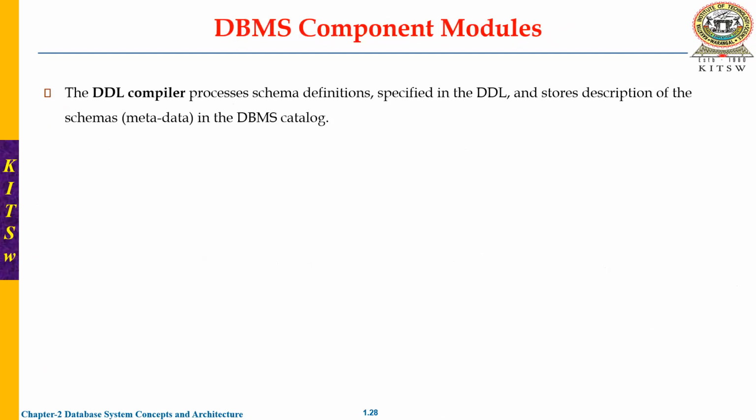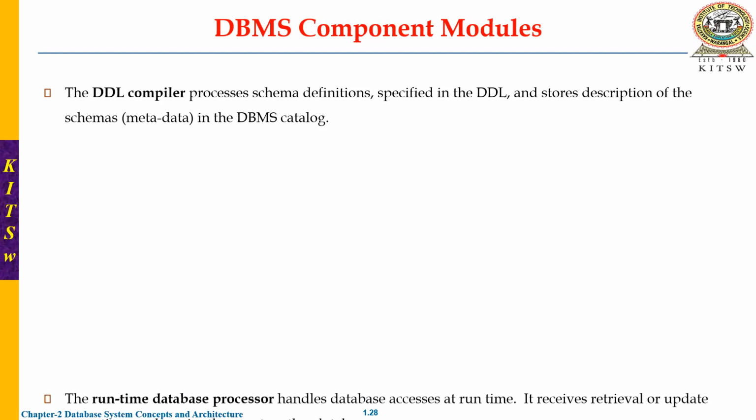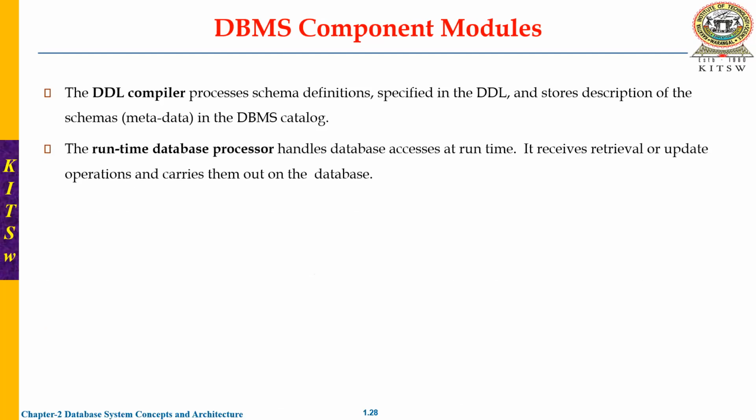DDL compiler. In the previous lecture video, we discussed data definition language: DML, DDL, TCL. Here, the DDL compiler processes the schema definitions specified in the data definition language and stores the description of the schema, that is metadata, in the DBMS catalog. Metadata, we have discussed, is data about data. A runtime database processor handles database access at runtime. It receives retrieval or update operations and carries them out on the database.